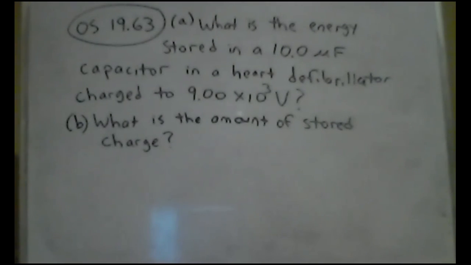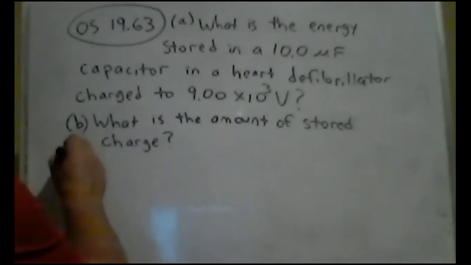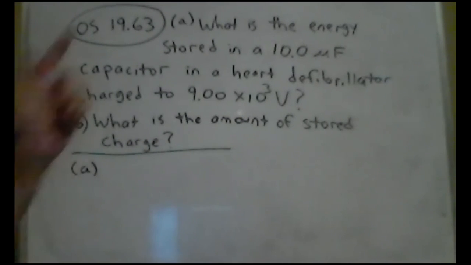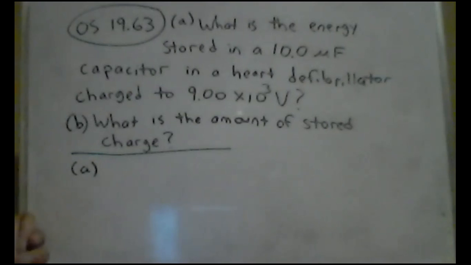So again, A, what is this energy stored in a 10.0 microfarad capacitor in a heart defibrillator charged to 9.00 times 10 to the third volts? And then B, what is the amount of stored charge? So again, I have three choices to make as far as the stored energy is concerned. I can just put it all here. And so what do I know? Well, I know the capacitance and I know the voltage, so I'm going to want to pick 1/2 CV squared. That's what I know.